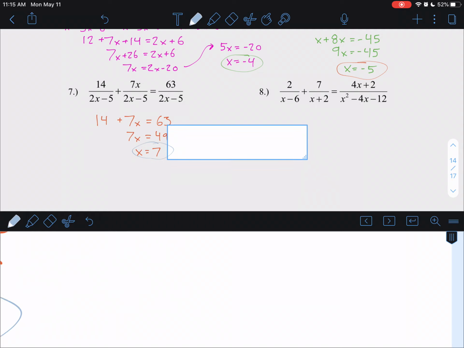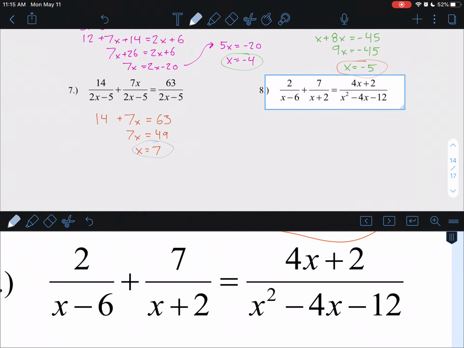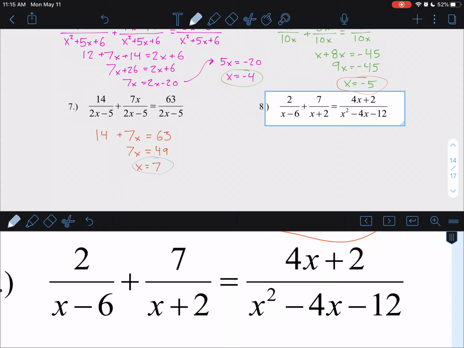Okay, and then we have number 8. Number 8 is going to be similar to number 5, where it was kind of ugly, but not bad. Like I said, this one we're going to have x minus 6 times x plus 2 is x squared minus 4x minus 12. And that means I have to get this 2 over x minus 6 to turn into something over x minus 6 times x plus 2.